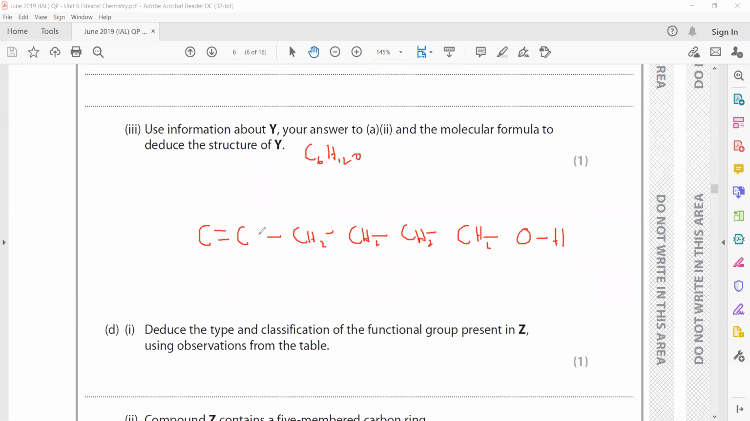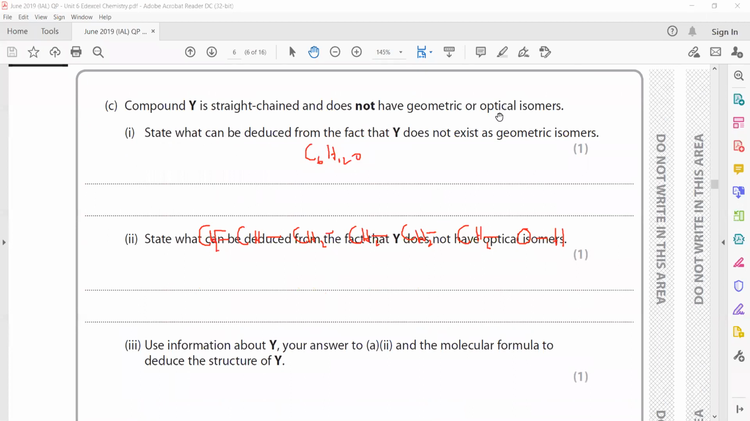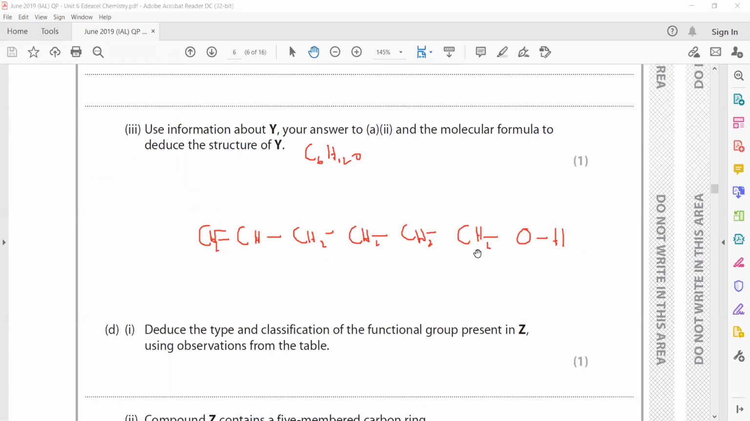So this is a possible structure of compound Y, in which there is no chiral carbon. Why no chiral carbon? Because one carbon should have 4 different groups attached to it, but because there is no chiral carbon or no optical isomer, it can have identical groups attached.